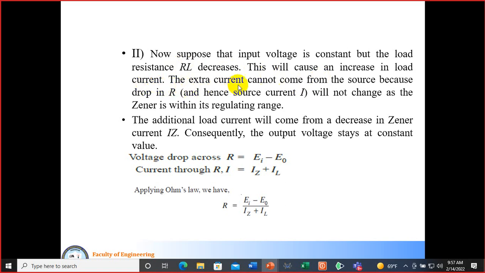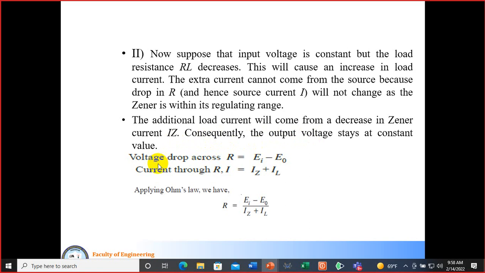The extra current cannot come from the source because the drop across R, and hence the source current I, will not change as the zener is within its regulatory range. The additional load current will come from a decrease in zener current IZ. Consequently, the output voltage stays at a constant value.